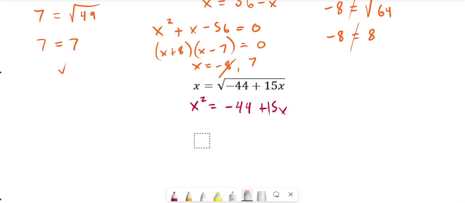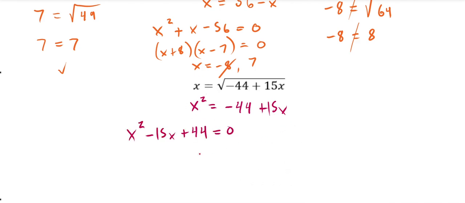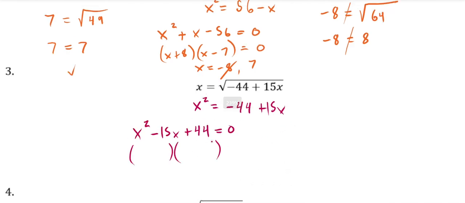By squaring both sides, we get minus 44 plus 15x is equal to x squared. Moving this all over to one side and factoring, we'll need x minus, and an 11 and a 4 here to fully factor. This gives me two solutions. x is equal to 11 and x is equal to 4.